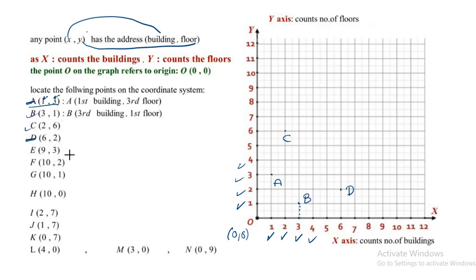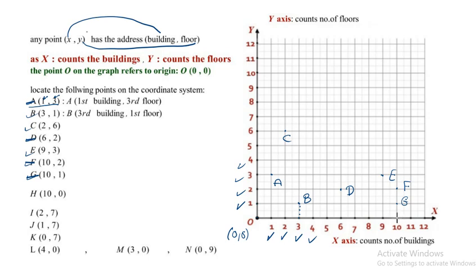Point E, 9 and 3. Building 9, floor 3. This is E. F, 10 and 2. Building 10, floor 2. This is F. G, 10 and 1. Building 10, floor 1. Point G. Point H, 10 and 0.